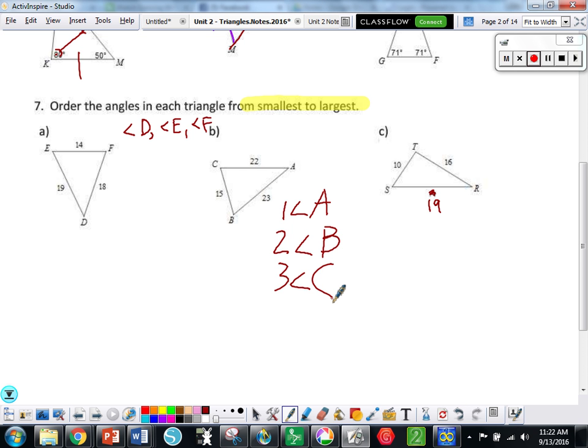So this one's the smallest. That's really small. Smallest, and then this one's the largest. This one's the medium.